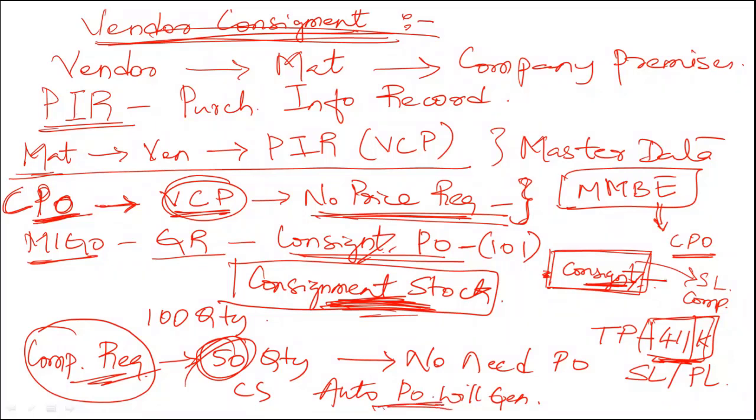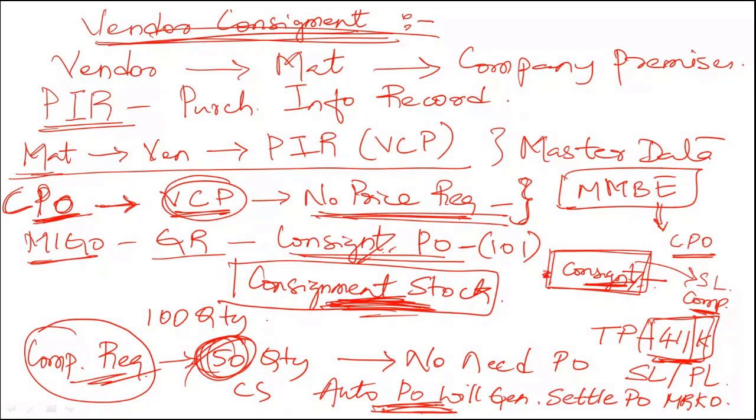Whatever you have consumed from consignment stock to own stock, that means transferred to the company, for that 50 quantity the auto PO will generate automatically from the back end. Then once it has been generated, you need to settle this PO. How to settle? We need to use the MRKO T code.